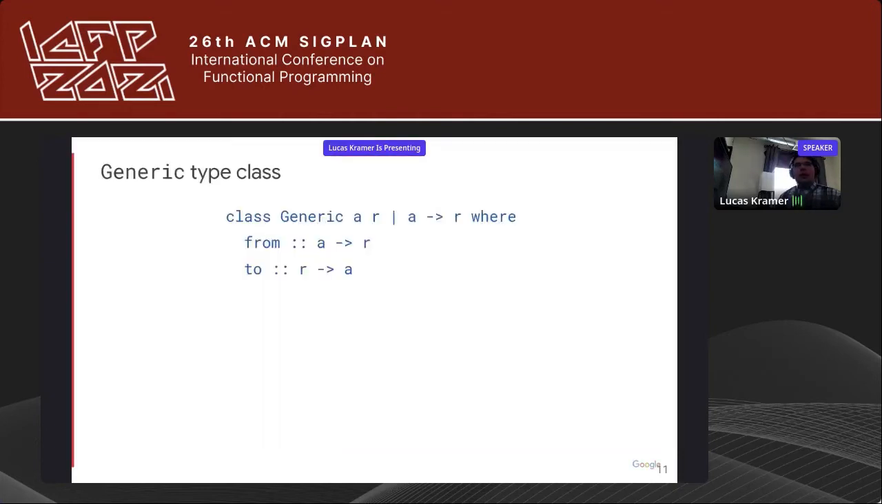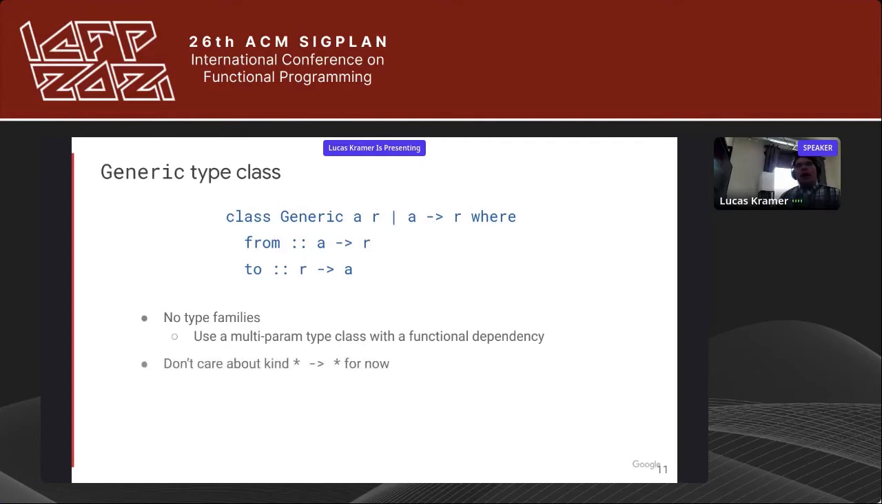So now talking a little bit about the design for Generics. We have the Generic type class in Bluespec here. We don't have type families in Bluespec, so instead we just use a multi-parameter type class with a functional dependency, which is basically equivalent. So we have Generic of A, and for any type A and R, there's an instance if R is a generic representation of A, and the type A uniquely determines the representation type. And we also don't care about generics for types of kind star to star for now.